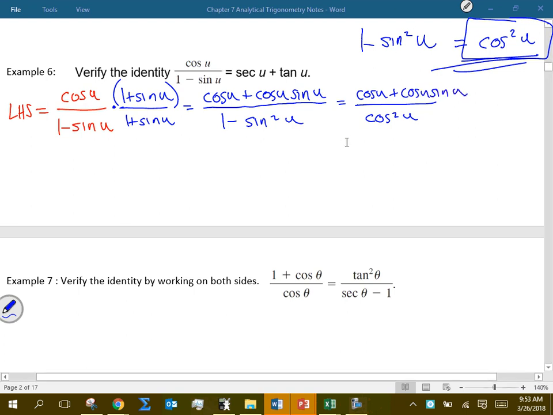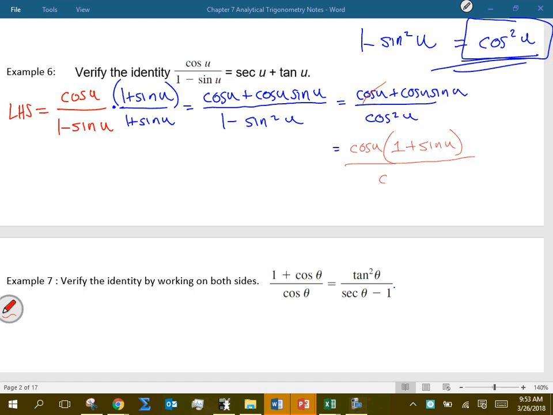Now I got cosine u plus cosine u sine u. Okay, now you can break this up into as many intermediate steps as you want to, but do we realize that there's a cosine u in this numerator as a GCF? Can I take that cosine u out? I guess I'll do it in steps. You take the cosine u out, and that would give you 1 plus sine u, right?